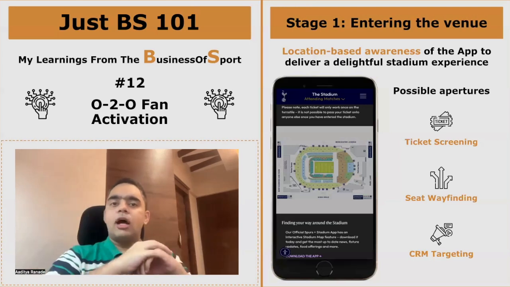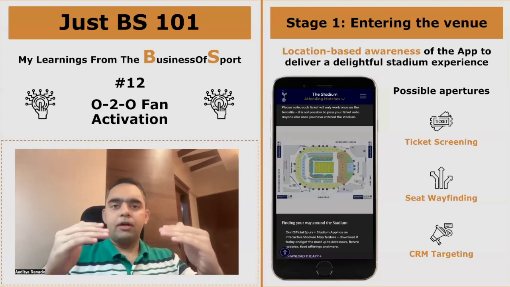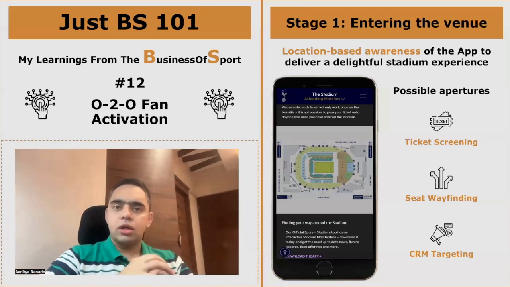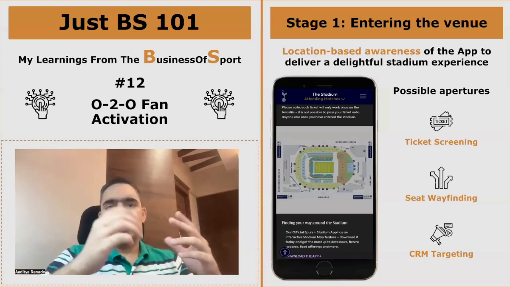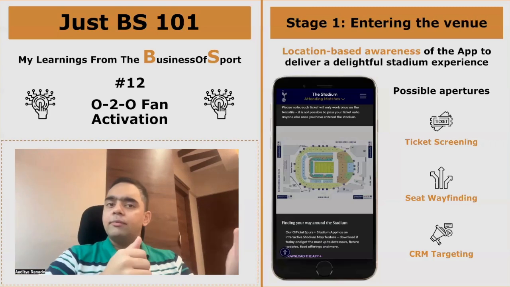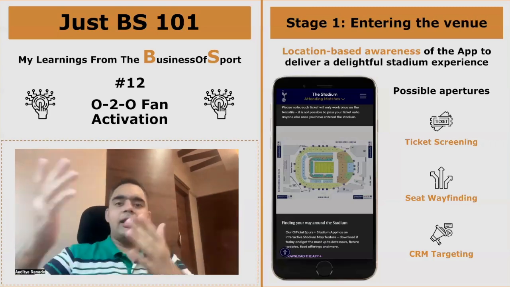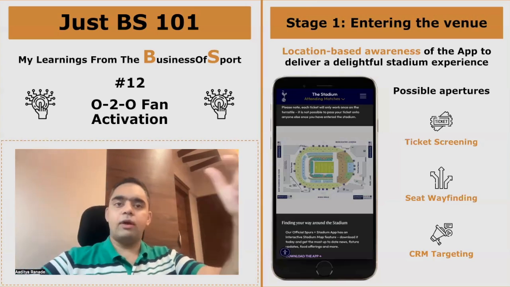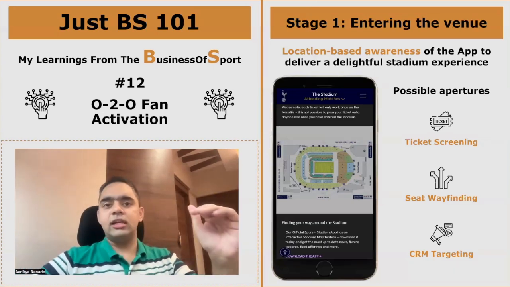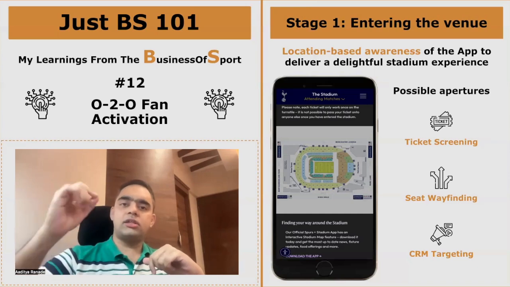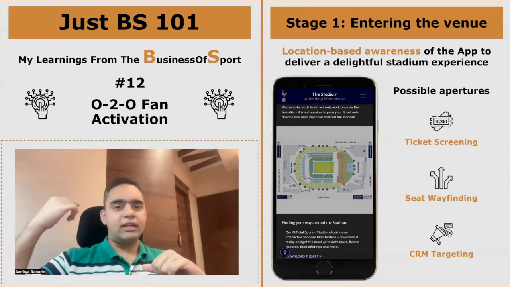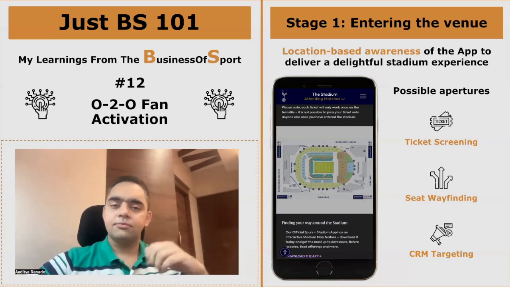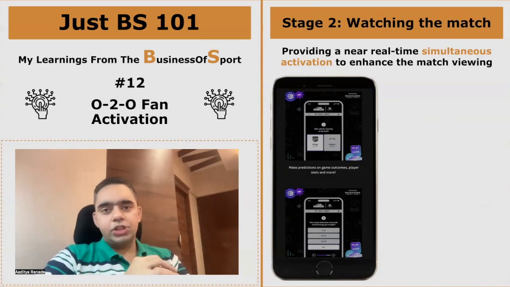Finally, CRM targeting. The moment you enter a particular stadium, you can get very, very personalized messages about special discounts that you have in, for example, food and beverage inside the stadium, which could be linked to your loyalty points. So, reminding a fan about redeemable benefits at the venue using targeted CRM, the moment a fan enters the stadium, you get reminded of a 10% discount that's available at a kiosk that's 100 meters away. Stage two, watching the match.